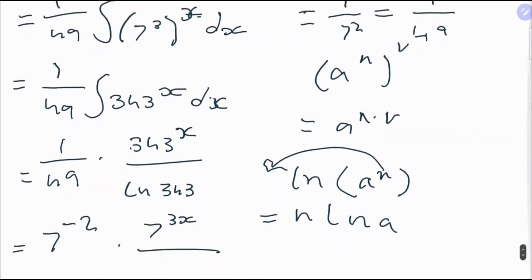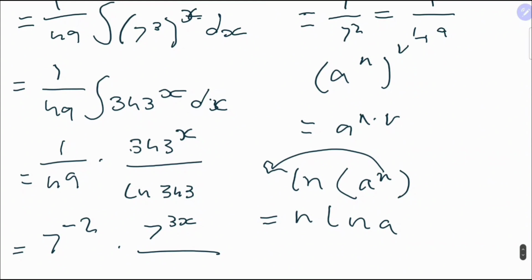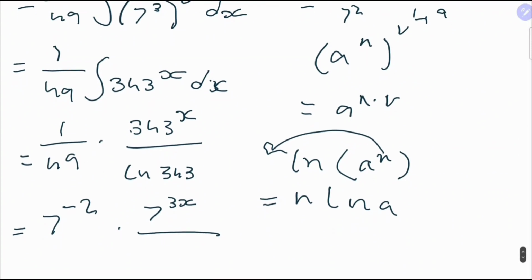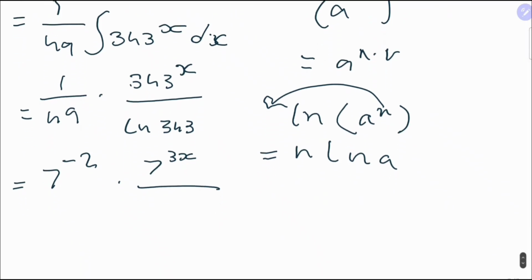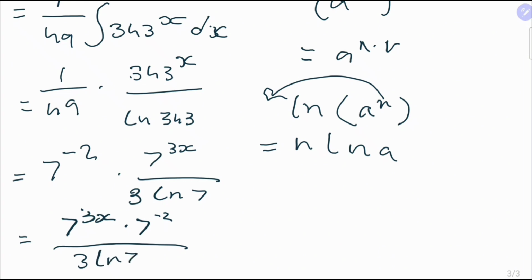So if we go back, what is 343 to the power of x? What can 343 be expressed in terms of as an exponential? It can actually be 7 to the power of 3. So we can bring the 3 out to the front here, and then do the natural log of 7. Great. So then you might see that we can actually do 7 to the 3x times 7 to the negative 2 over 3, and then natural log 7.